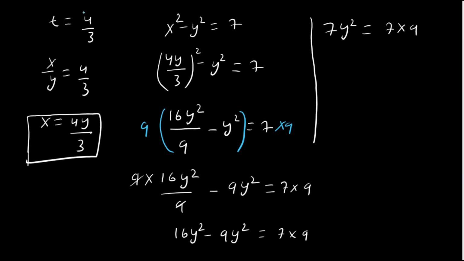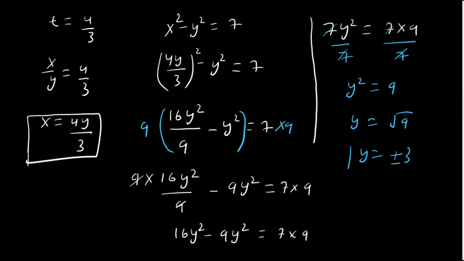If we divide both sides by 7, then this 7 and this 7 cancel out, and this 7 cancels out. So y square is equal to 9, and the value of y is square root of 9. Then the value of y is plus or minus 3. Here we have two values of y. The first value of y is plus 3 and the second value of y is minus 3.